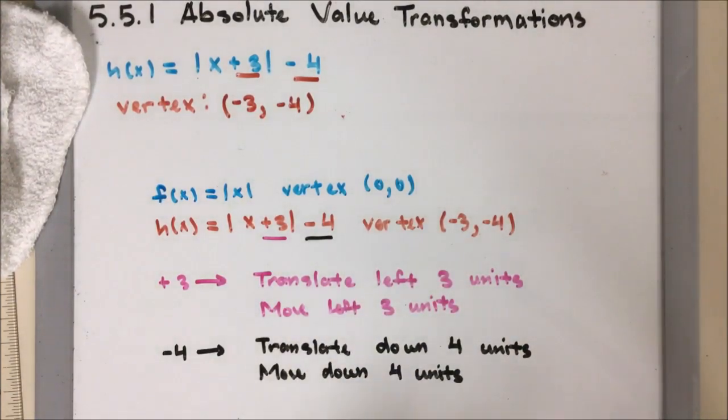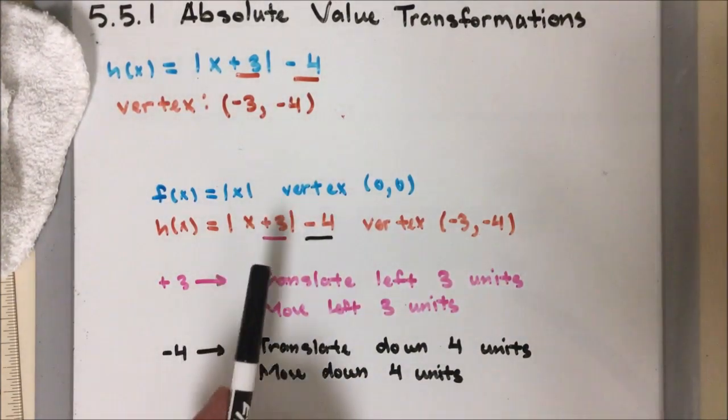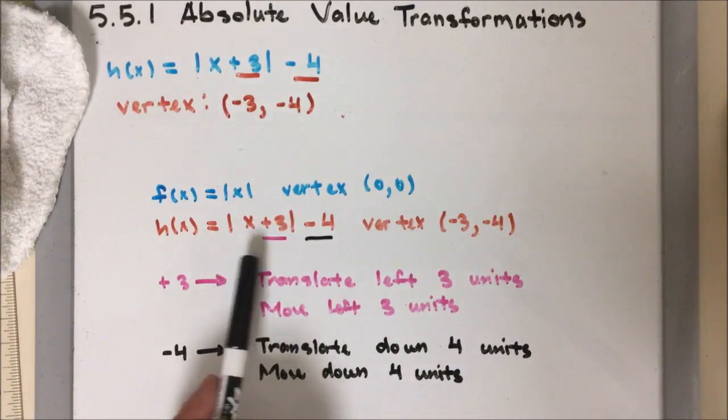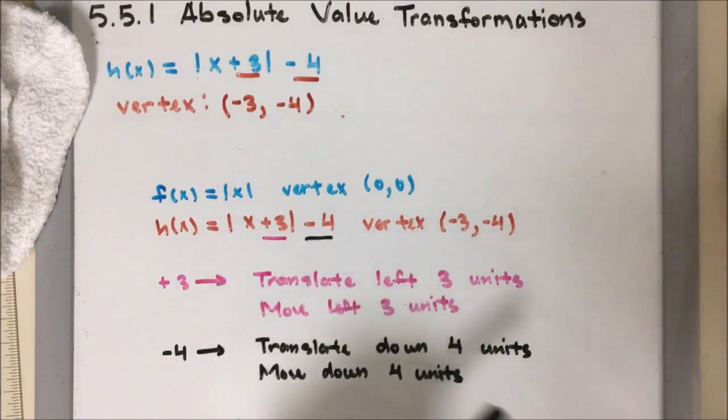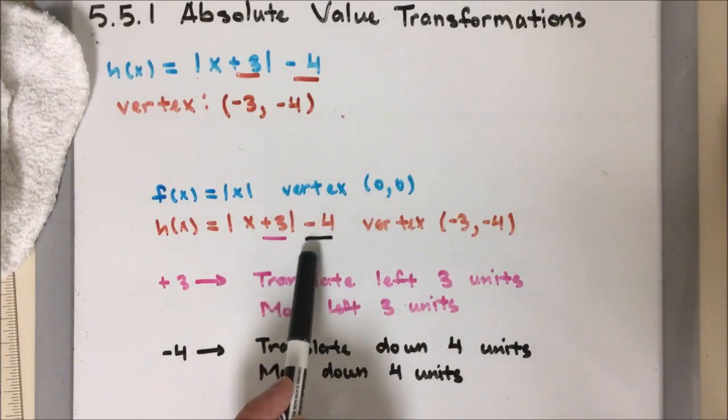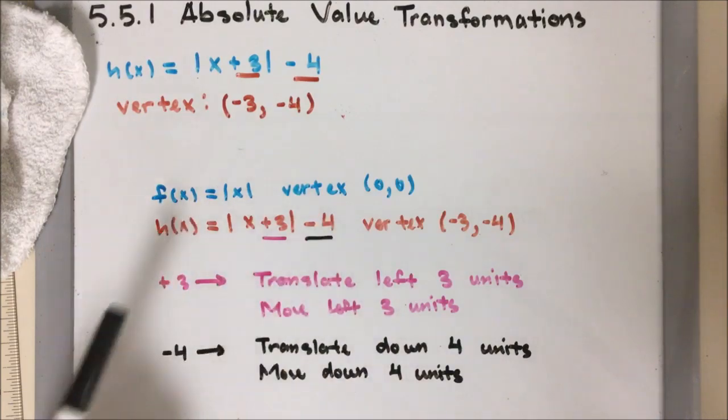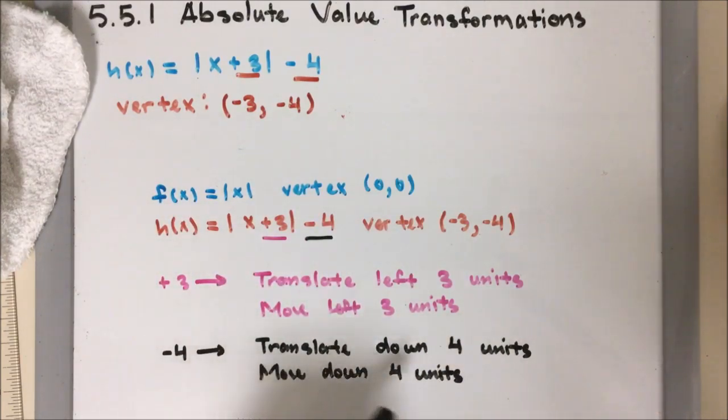So that's the relationship in terms of when you have numbers with the function. So plus 3 inside the absolute value, translate left or move left 3 units. If it was -4 behind the absolute value, then translate down 4 units or move down 4 units.